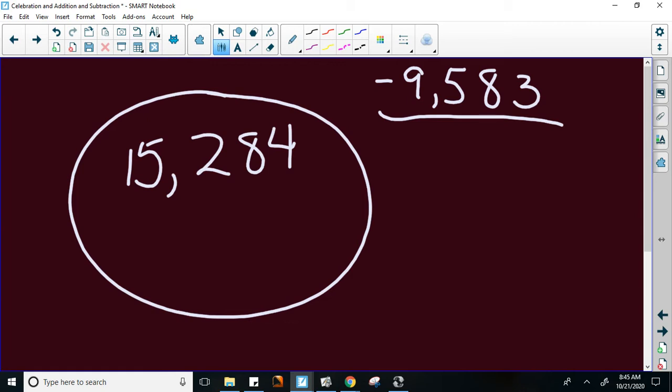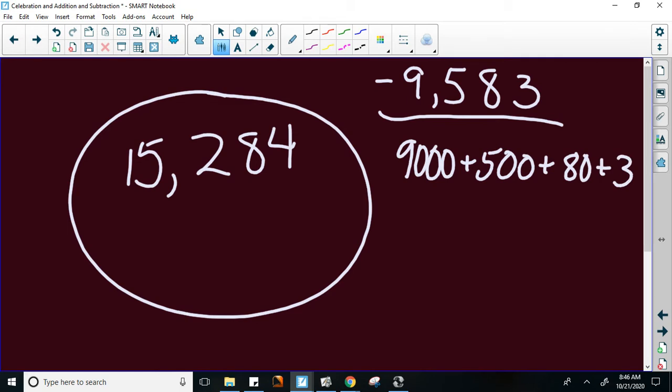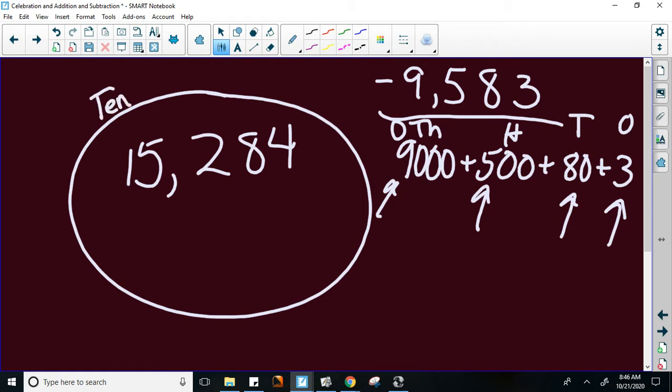Or you can think of this in expanded form. It could be 9,000 plus 500 plus 80 plus 3. And you can just expand it and then take just one part away at a time. You could start taking away the thousands part, or the hundreds part, or the tens part, or the ones part. It doesn't matter. So here's your ones or your units, here's tens, here's hundreds, HTO, and here's thousands, which is really the 1,000th place. But okay, this number has a 10,000th place. So it's obviously bigger because it does have a 10,000th place.